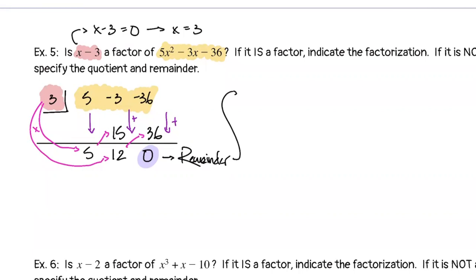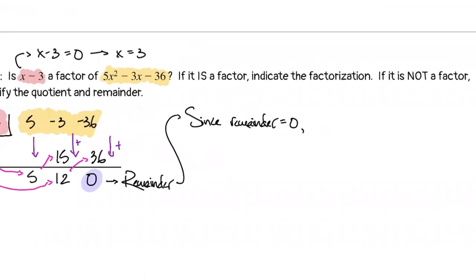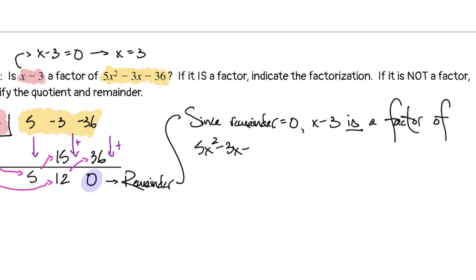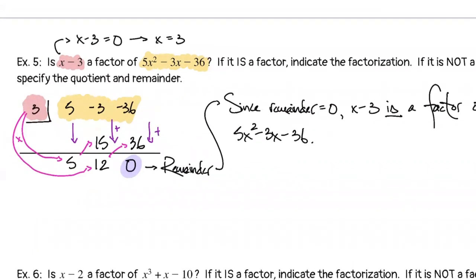All right. So since remainder equals 0, x minus 3 is a factor of 5x squared minus 3x minus 36. Okay. Now that answers the first question. Is it a factor? Yes. Yes, it is. Which means now we have to answer that second part. If it is a factor, indicate the factorization.